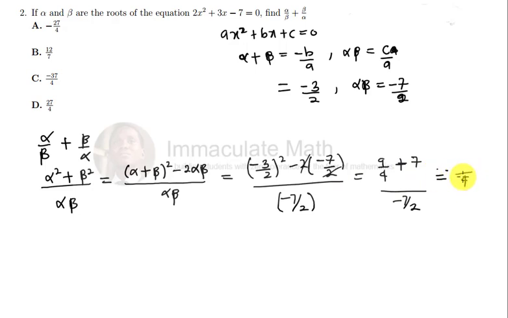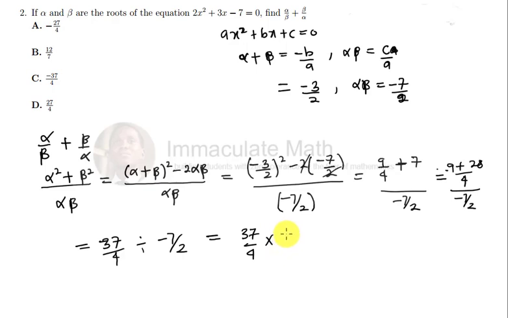The LCM is 4. So I'm going to have 9 plus 7 times 4, which gives 28, then all divided by minus 7 over 2. Of course 9 plus 28 gives 37, so 37 all divided by 4. Then I still have the division by minus 7 over 2, so I can write this as 37 over 4 multiplied by minus 2 over 7. This will cancel, so I have minus 37 over 14.